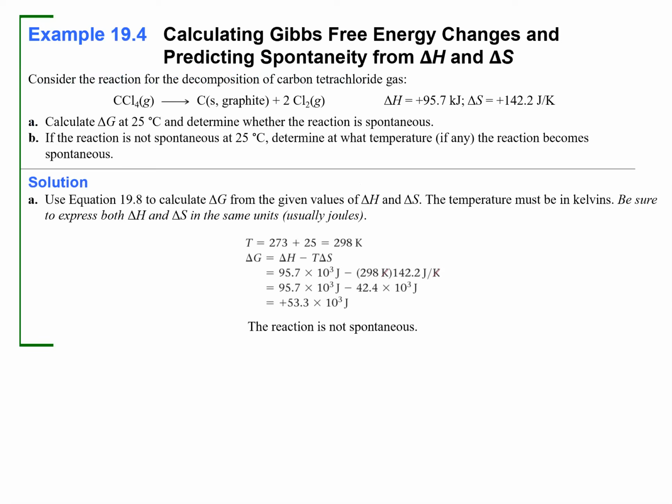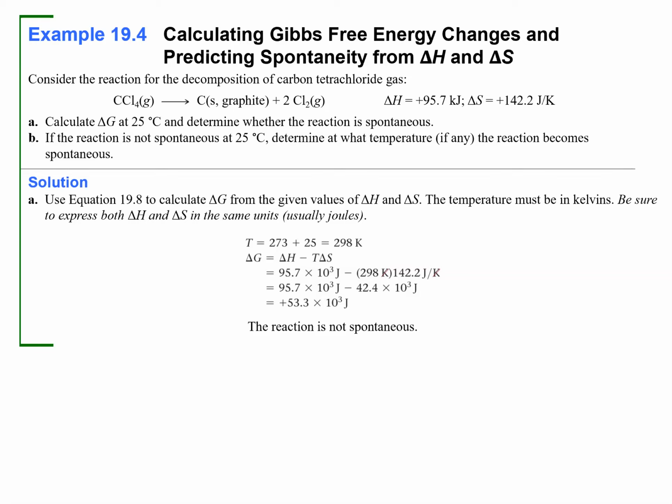So let's do one more problem, and then we're going to call it a day on this lecture, and we'll pick it up and wrap up the chapter with a subsequent lecture. So consider the reaction for the decomposition of carbon tetrachloride. Carbon tetrachloride is carbon with 4 chlorines attached to it, and it is going to react forming carbon and 2 equivalents of chlorine gas, and the carbon is going to be in the form of solid graphite.